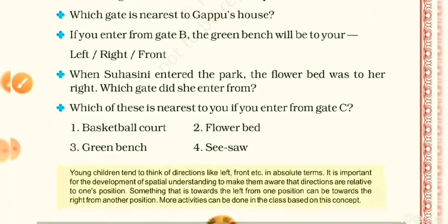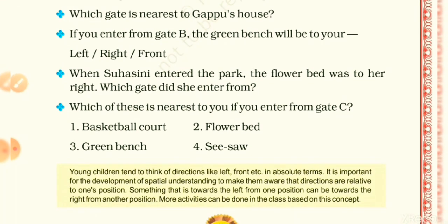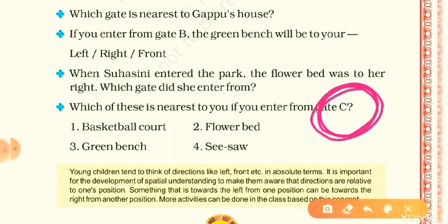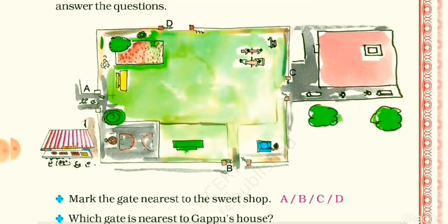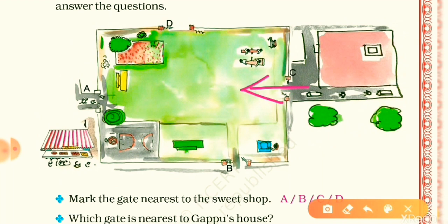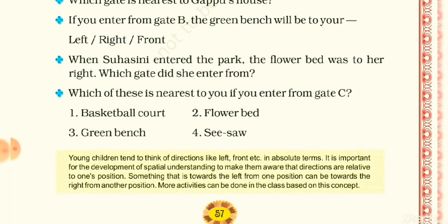Very nice. Now next question: which of these is nearest to you if you enter from gate C? Now it's time to enter from gate C. The options are basketball court, flower bed, green bench and seesaw. Let's check it. Where is gate C? You can see here is gate C. And when you enter, the seesaw is very close, very near to you. So the answer will be seesaw.